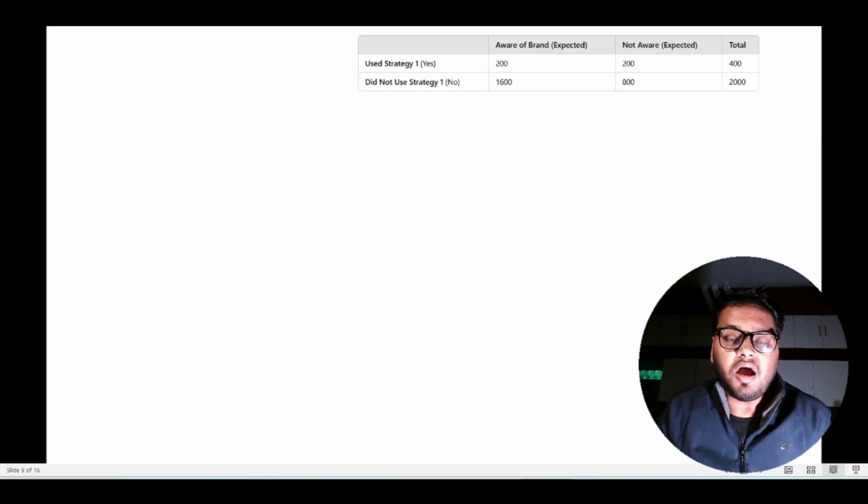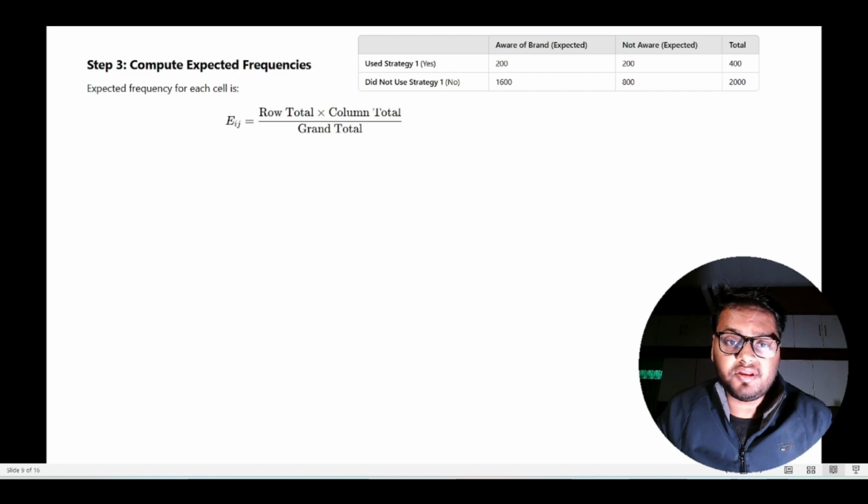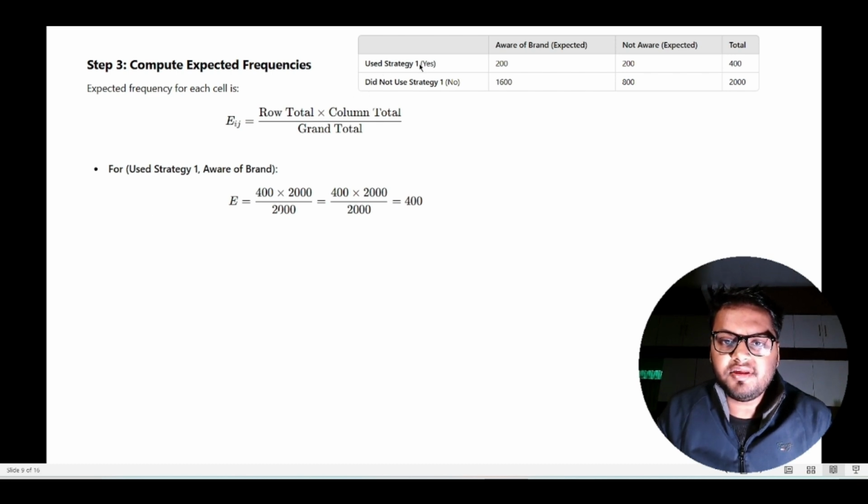Now what we will do? We will calculate expected frequencies from this. So this is my formula. Let us calculate for each cell. So first of all, I am going to calculate it for used strategy 1, which is awareness of the brand. So first of all, row total. So my row total will be 400 multiplied by column total, which is going to be 2001.